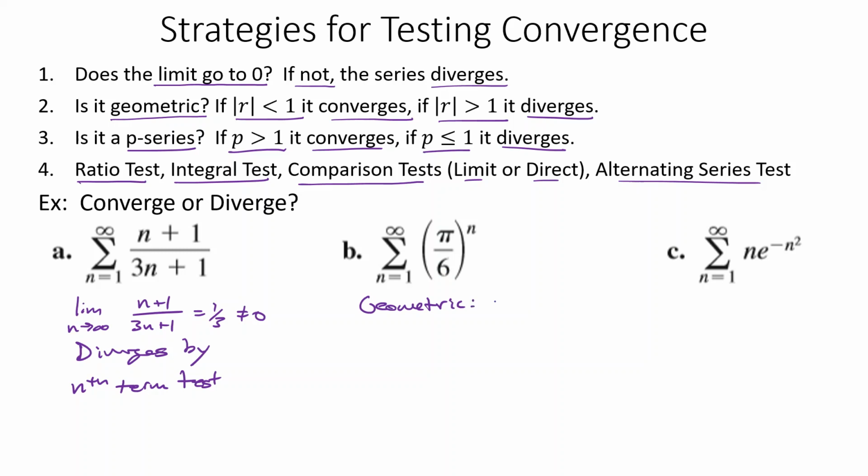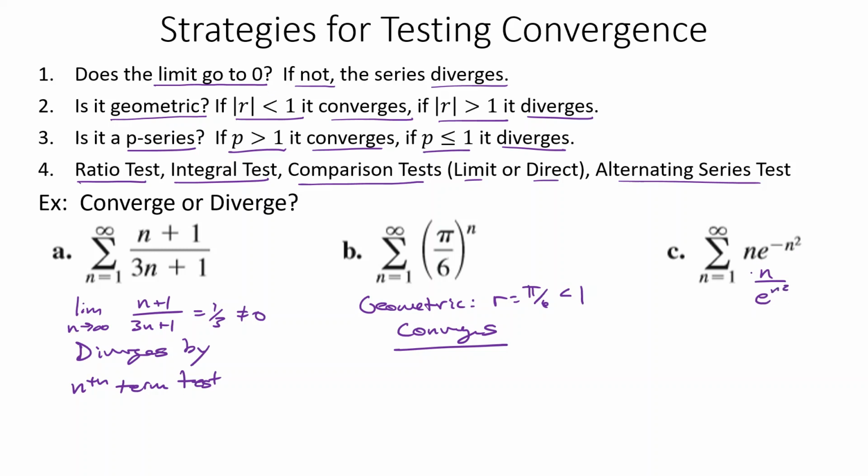All right, our r is pi over 6, which is definitely less than 1. Therefore, it converges. All right, next one. Oh, gosh. All right, so this is really n over e to the n squared, like that.